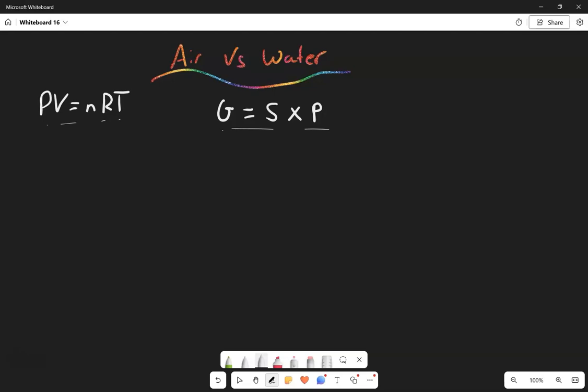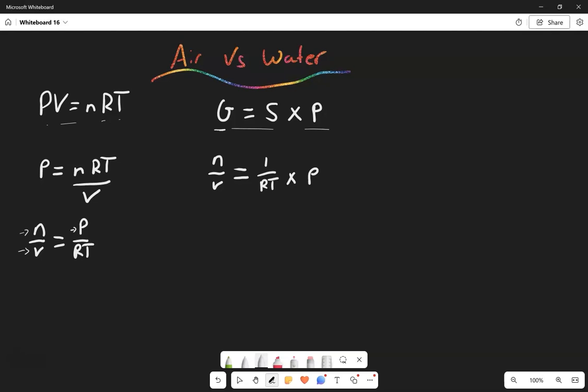First, let's rearrange the ideal gas law. We are going to divide both sides by V, so we get pressure is equal to nRT over V. Now I'm going to divide both sides by RT, so I get n over V is equal to P over RT. So n over V is the number of moles per unit of volume. It's essentially our concentration. And that is multiplied by pressure, so this must be 1 over RT, and that tells us our solubility. So now we've got some working forms of the equation that we can use to look at different systems.